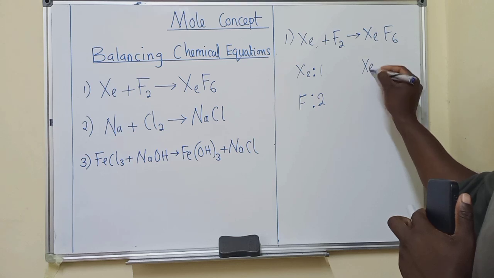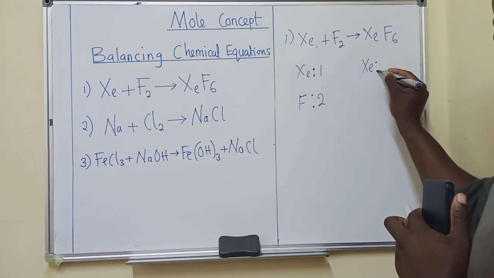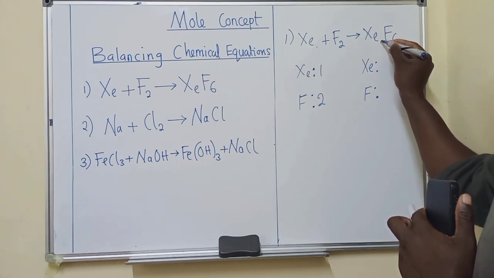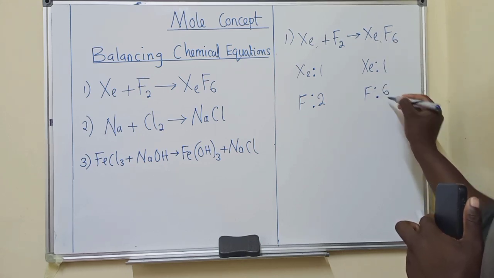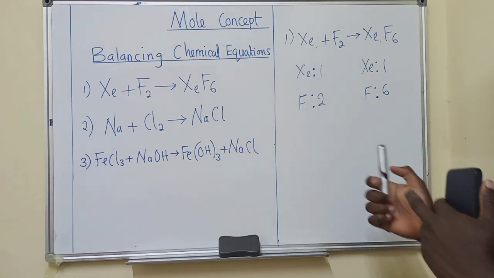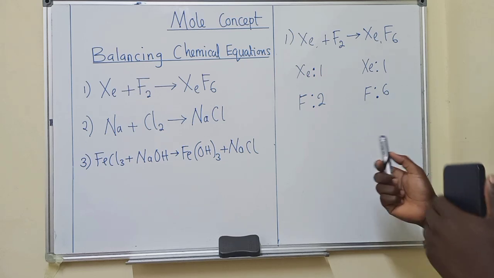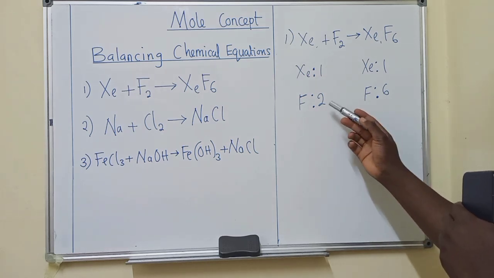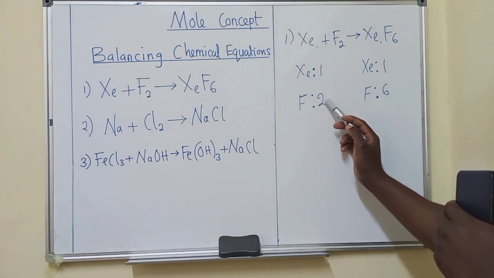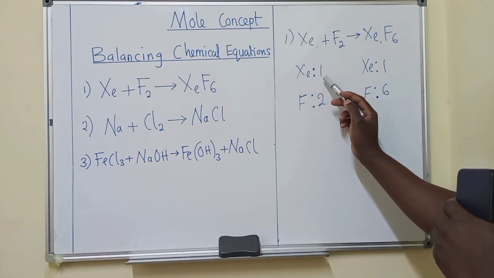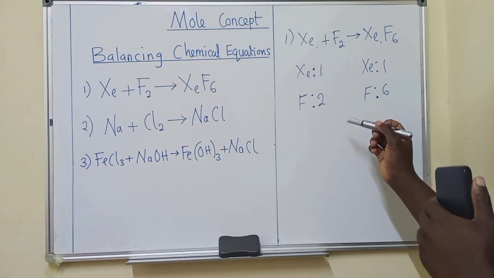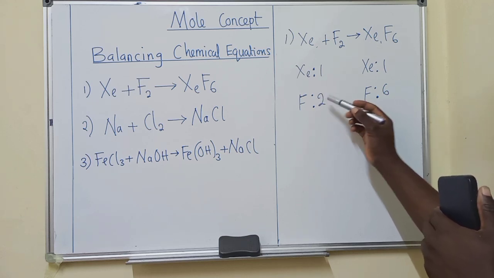We go to the other side. What is the number of atoms here? It's 1. Here it's 6. So this shows that the equation is not balanced, and we need to balance it. We make sure that the F, which is 6 on this side, is also 6 on the other. For Xe, it's 1 and 1, so it's balanced.